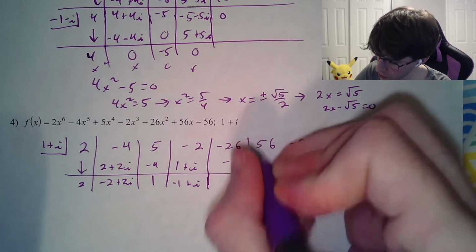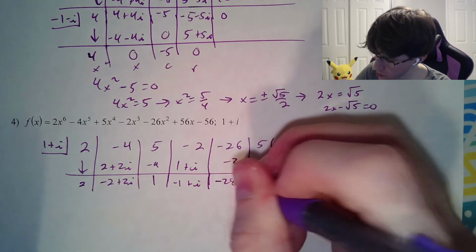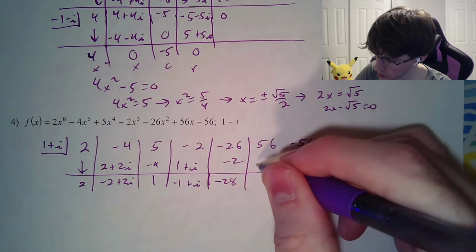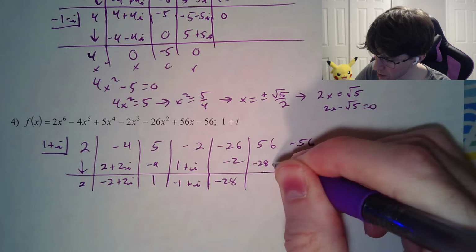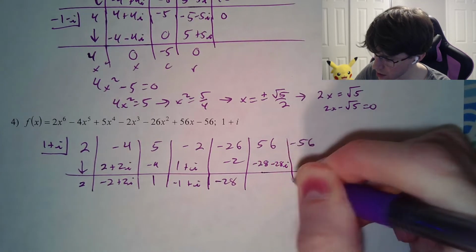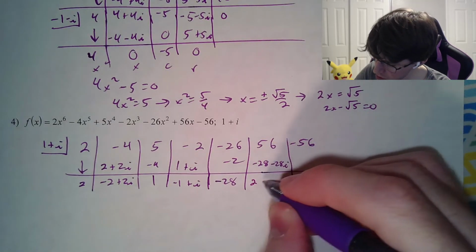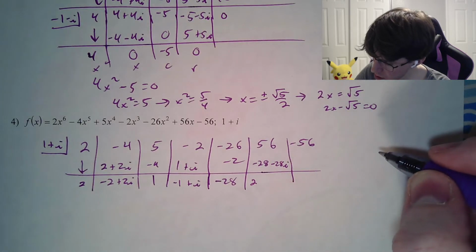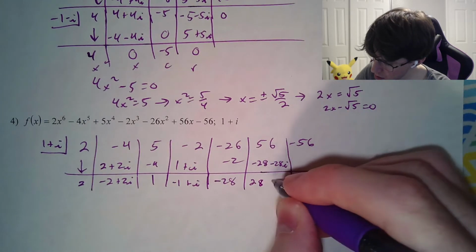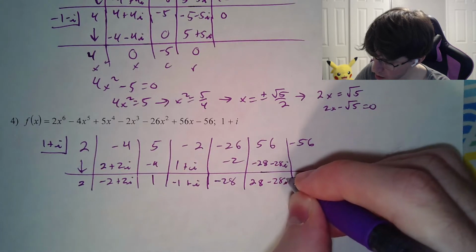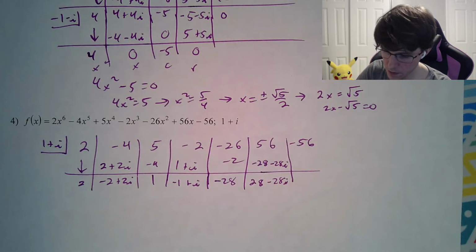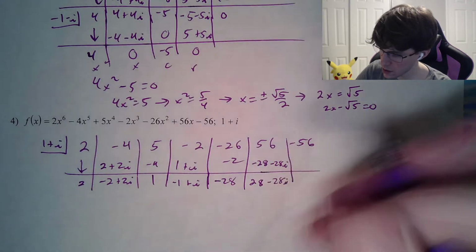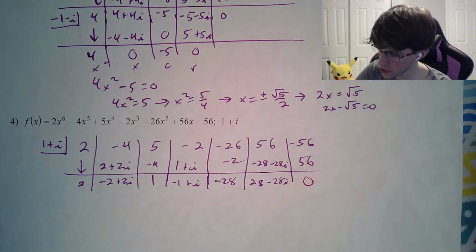You get -2, and that's going to give you -28, and that will give you -28 minus 28i, which gives you 28 minus 28i, and sure enough gives you exactly 56. So we did all that right.